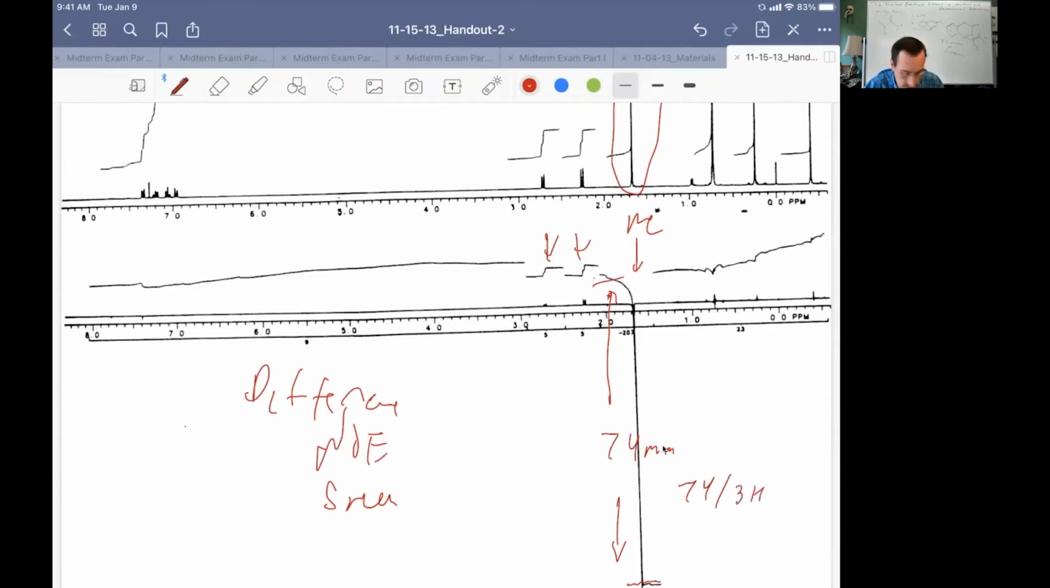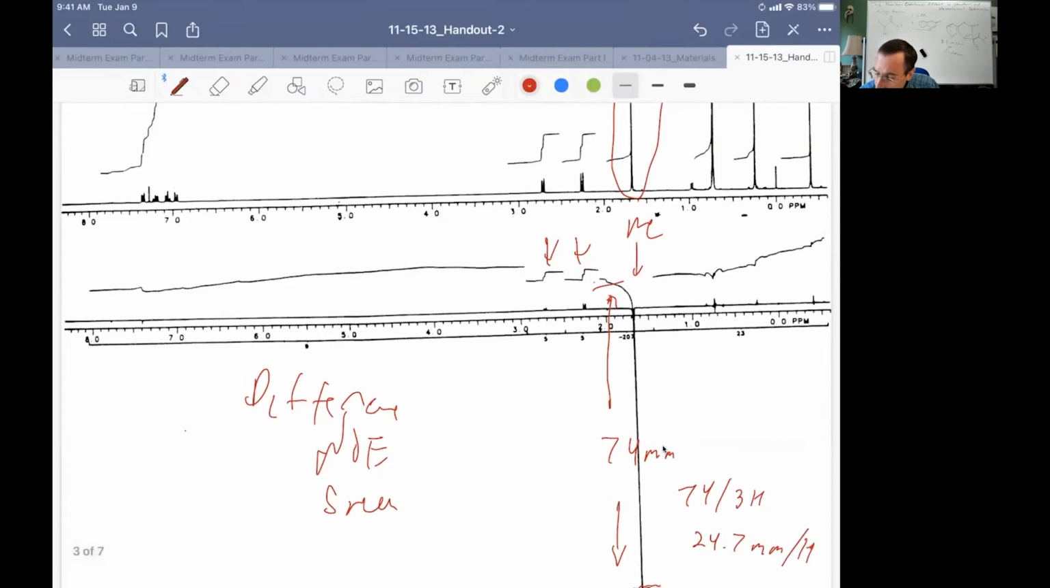So if I wanted to calculate the integral per hydrogen, it's 24.7 millimeters per hydrogen. And I measured this integral here, and it worked out to about 2.1 millimeters for 1 hydrogen. And so if I take my quotient of 2.1 divided by 24.7, I get 0.085, or 8.5%. So that's a respectable NOE.